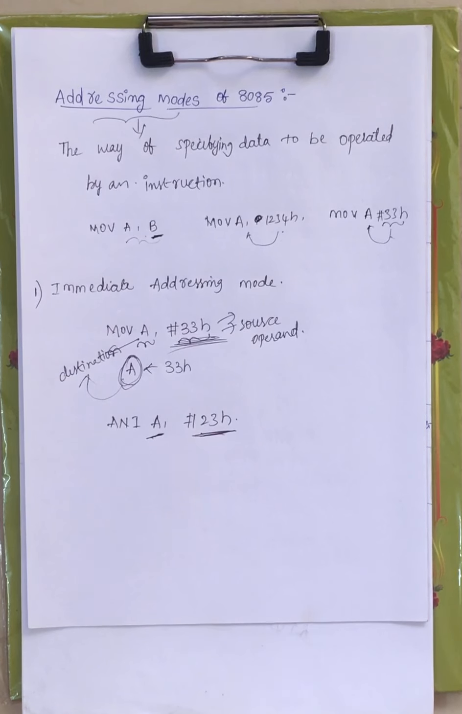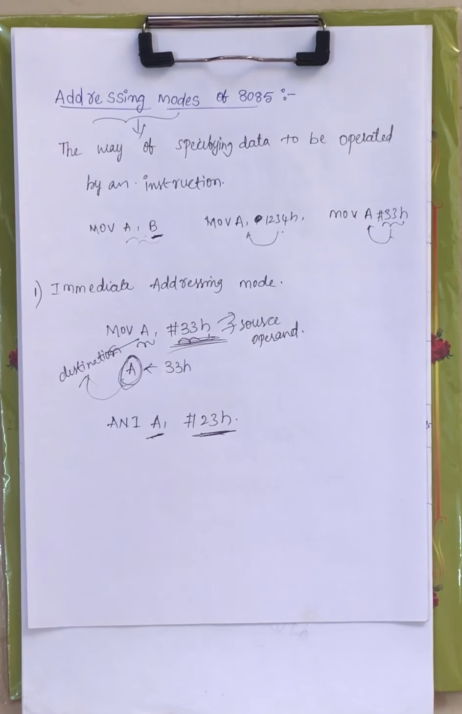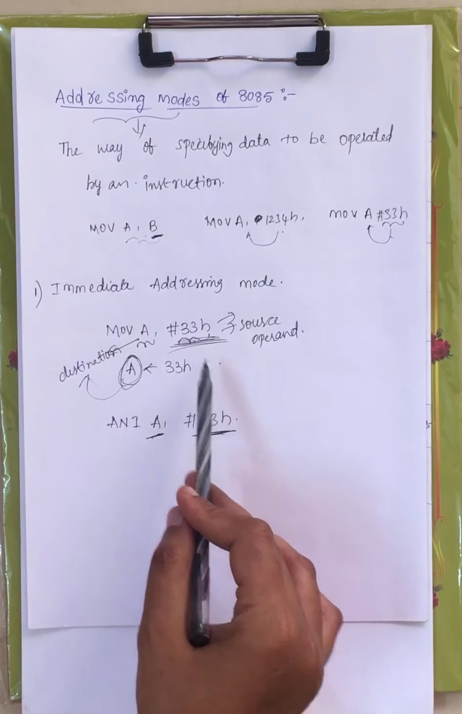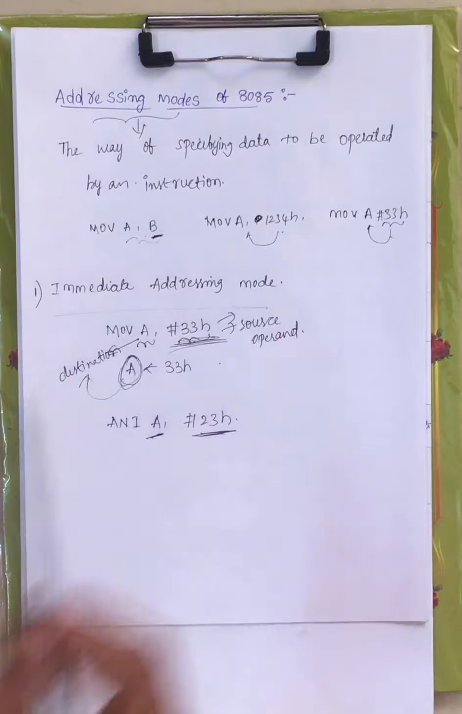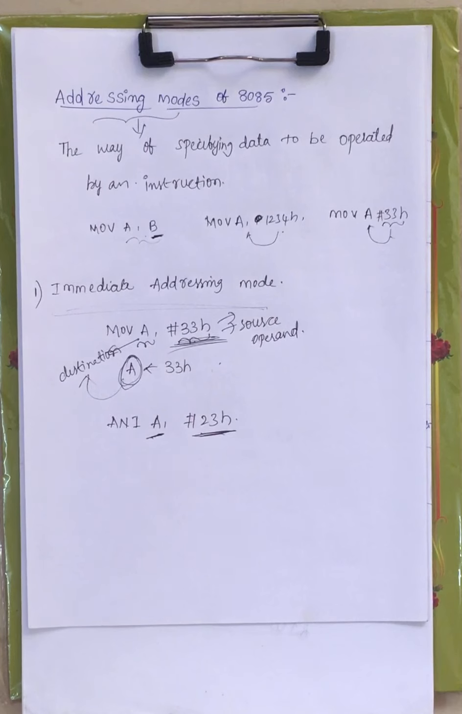Now whatever instruction set we have seen, the total instructions of the 8085 will fall under these 5 categories of addressing mode, right? Now if the source operand is immediate data, in any instruction, not only a move instruction, in any instruction of the 8085 microprocessor, that particular instruction will come under the immediate addressing mode, right?